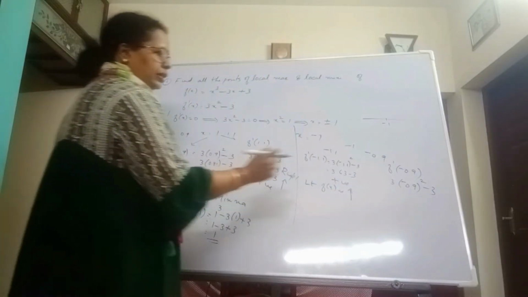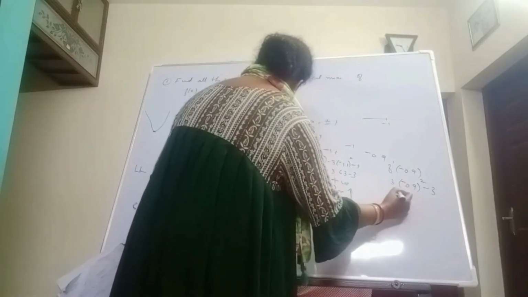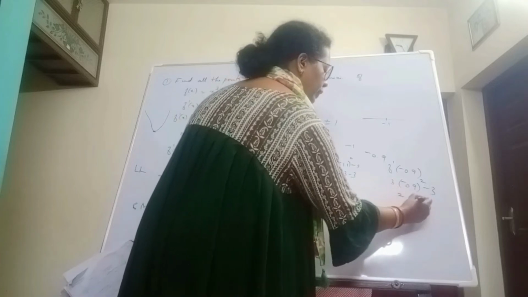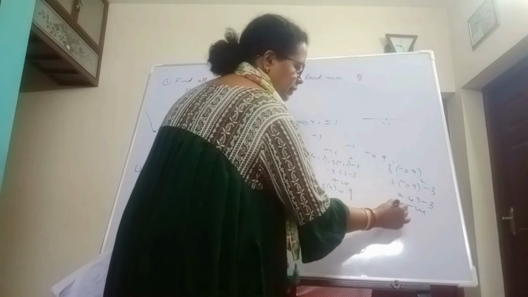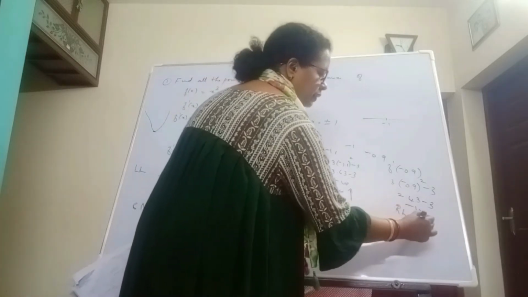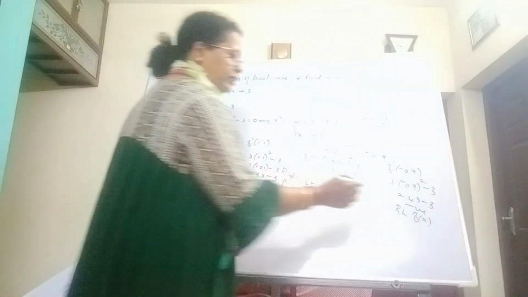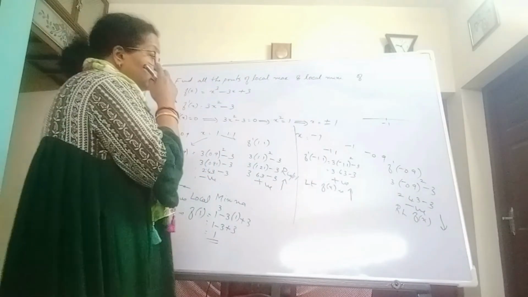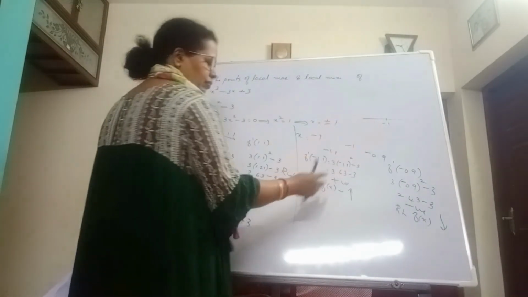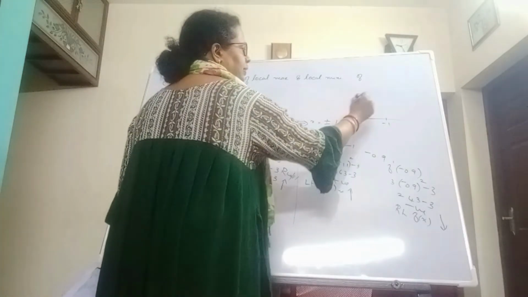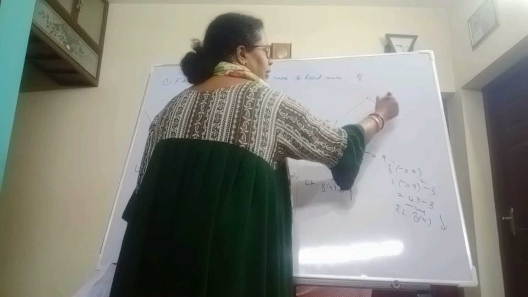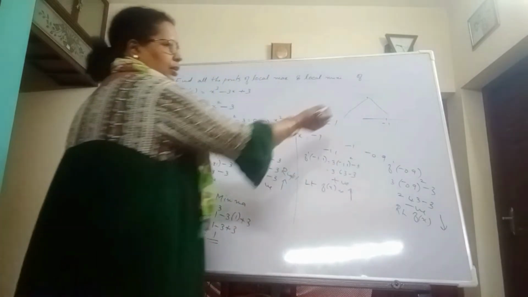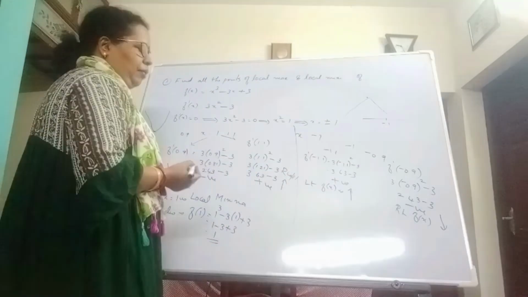When we get it is negative, because it is 2.43 minus 3, negative. So on the right side f dash x is negative, which means f of x is decreasing. Look here. At x equal to negative 1, the left side is increasing and the right side is decreasing. Which means it is local maxima.